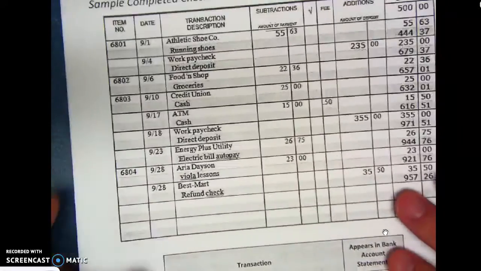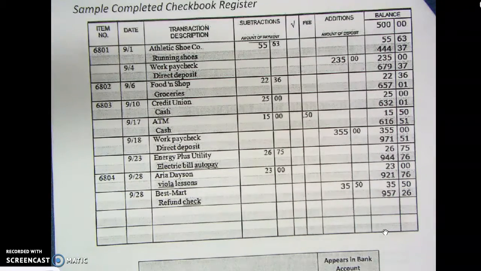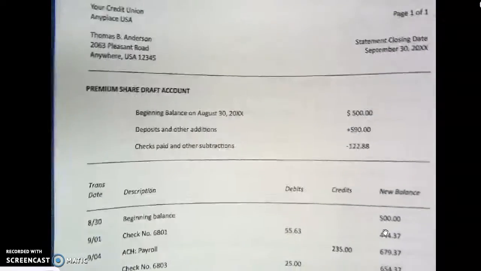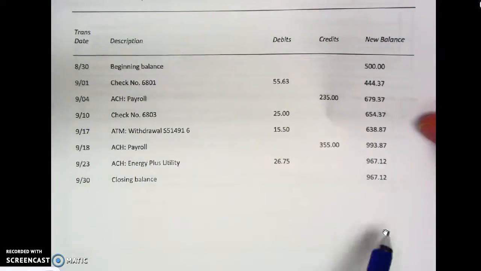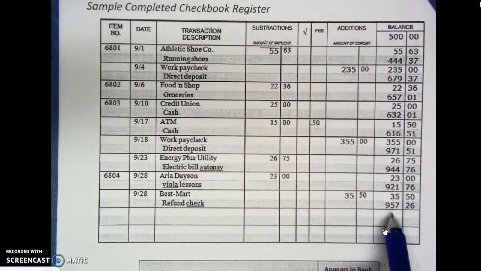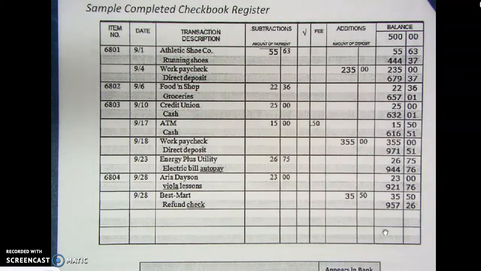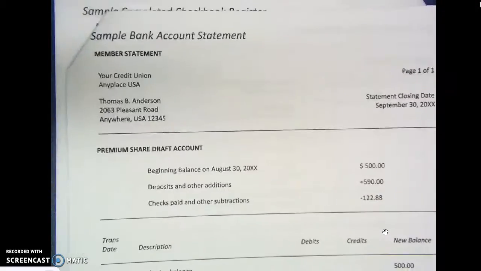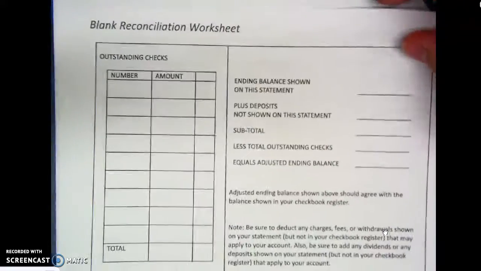This is an example. It's a little bit archaic. It's definitely not the spreadsheet we created in class, but it does serve as a nice checkbook register. The other thing is then you have your bank statement. And if you notice, the balance on the bank statement is $967.12. The balance on your register is $957.26. So we have your record here. We have the bank records here. And they don't agree, all right? The balances are different. That's where the reconciliation process comes in.